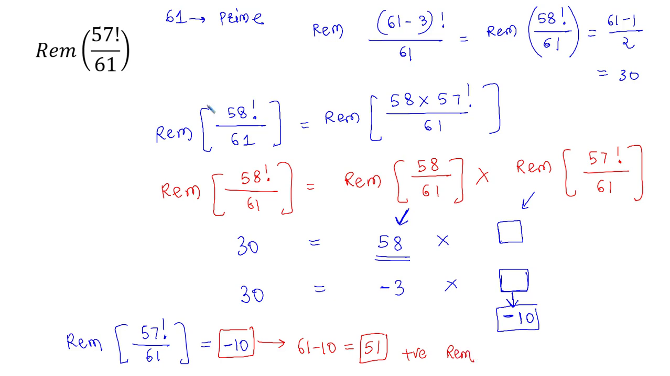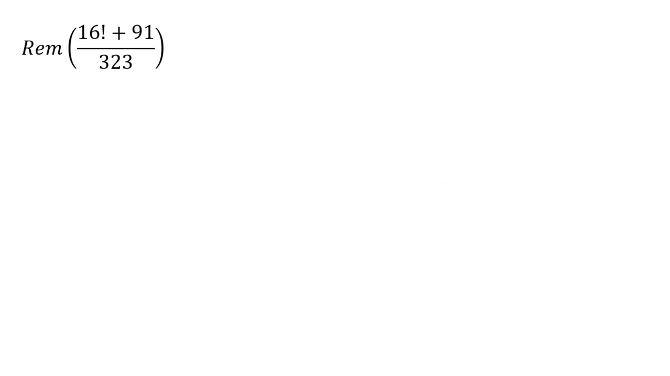Now let's do one more question. The question is: find the remainder when 16 factorial plus 91 is divided by 323. So 323 is what? 323 is 17 into 19.